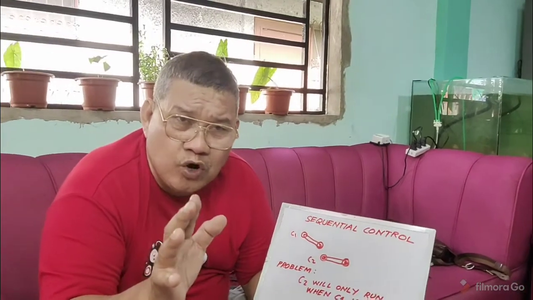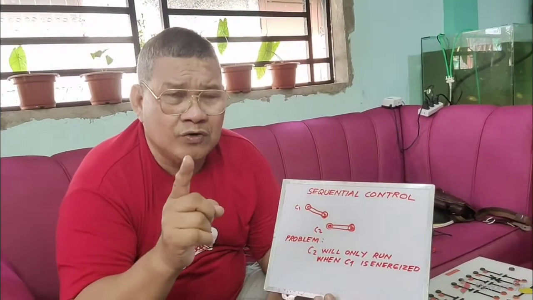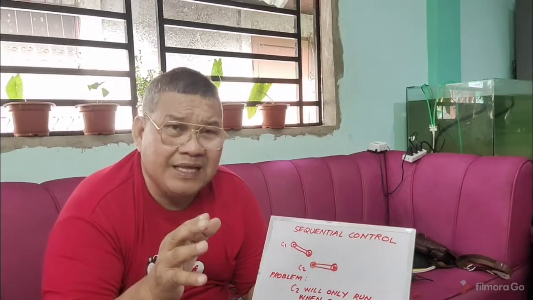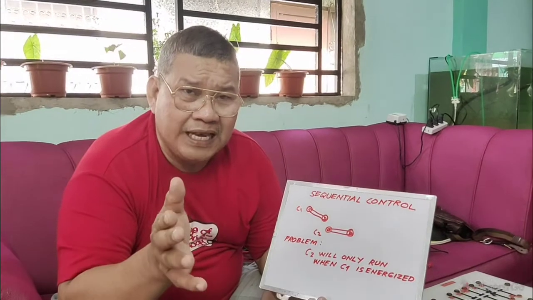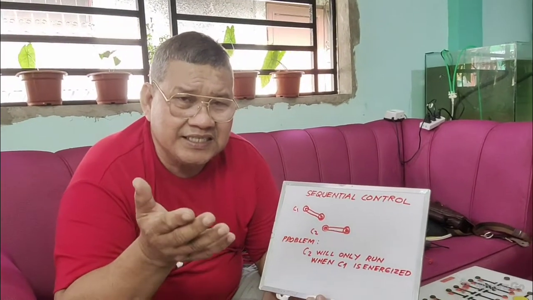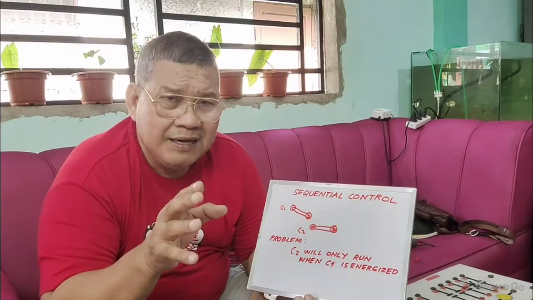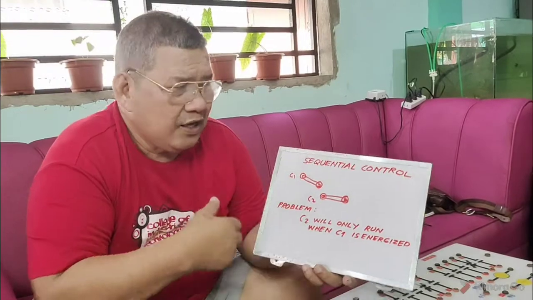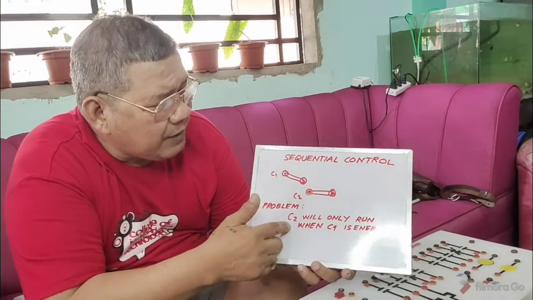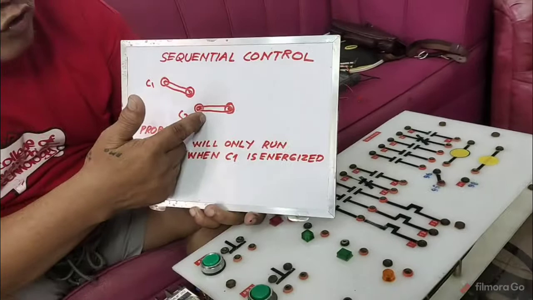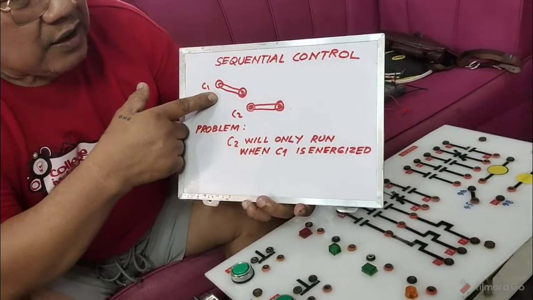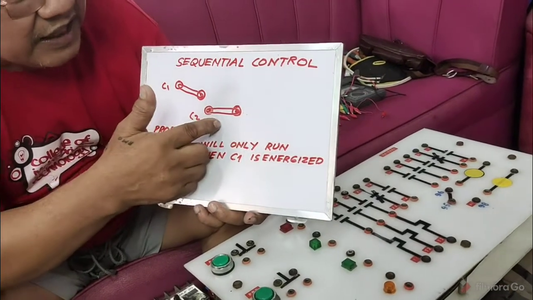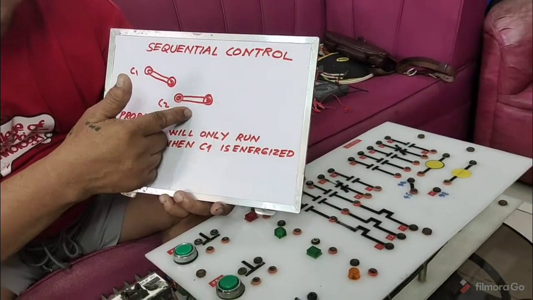So you don't need to worry, because there will be one video intended for the different types of time delay relay, the on delay and the off delay. Initially, I already discussed the difference between on and off delay. But for the details, watch for that video. Okay? So this is it. Look at that. Again, the problem: conveyor number 2 will only run when conveyor number 1 is energized. So you will run it first. That's the time that you will press the button for number 2.